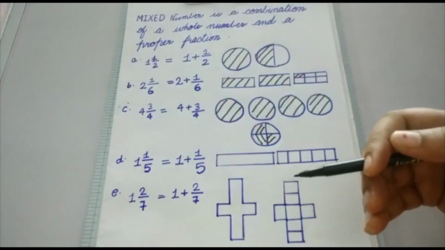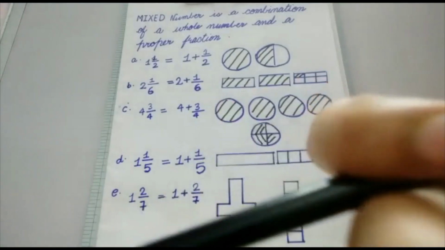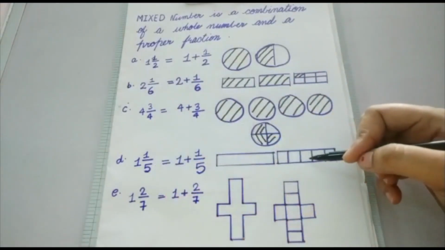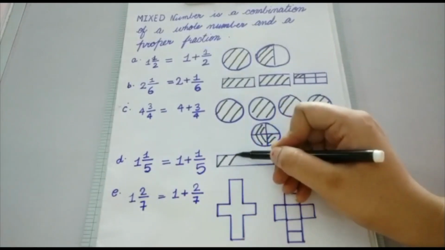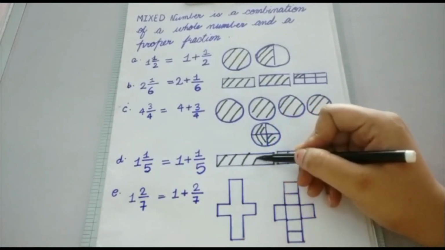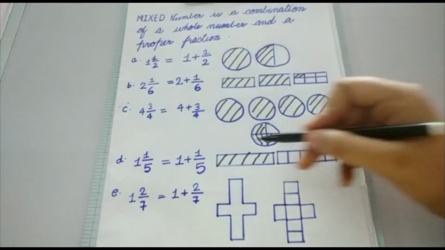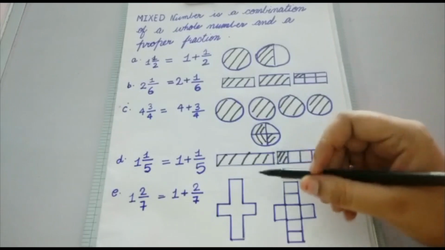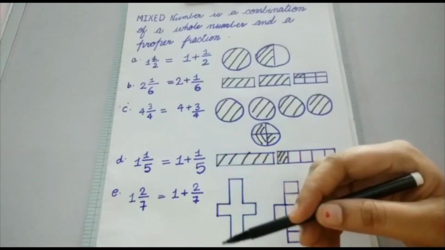Now coming to example number D. Example number D is 1 1 by 5. We have 2 similar bricks or rectangular boxes. So let's shade 1 brick or 1 box, and then we make 5 similar parts of a whole and consider only 1 part. So this shaded part represents 1 1 by 5.